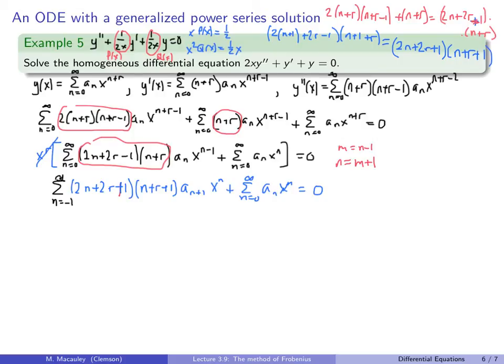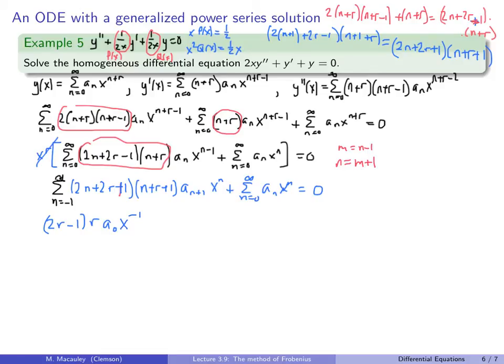There's our plus. Okay, now let's take the n equals negative 1 term here. So now we have 2r plus 1 minus 2, so that's 2r minus 1. N equals negative 1 gives me negative 1 plus r plus 1, which is r, times a negative 1 plus 1, which is a naught. And then x to the, sorry, x to the negative 1.